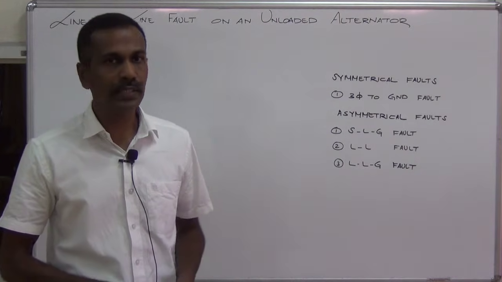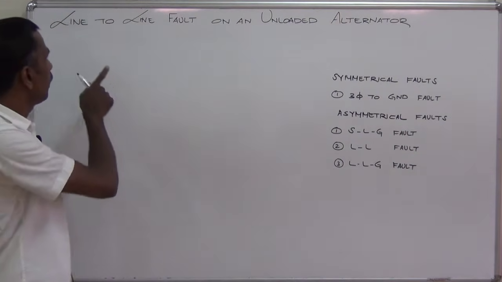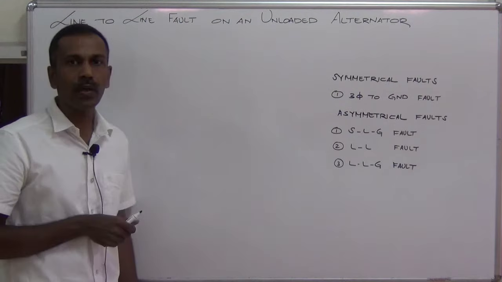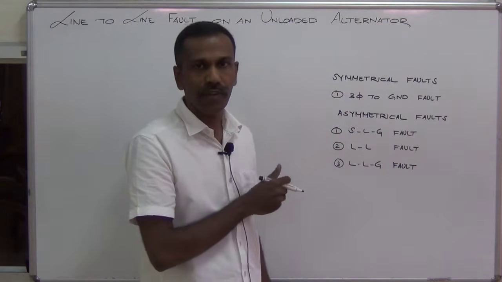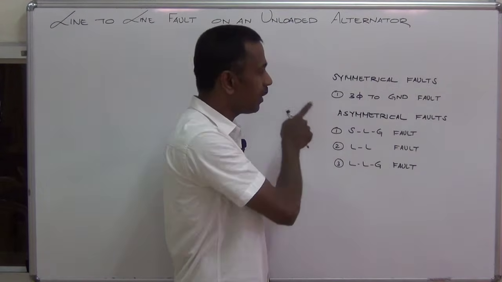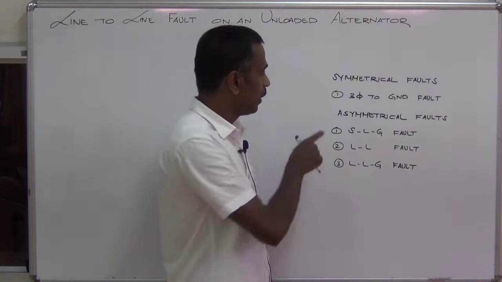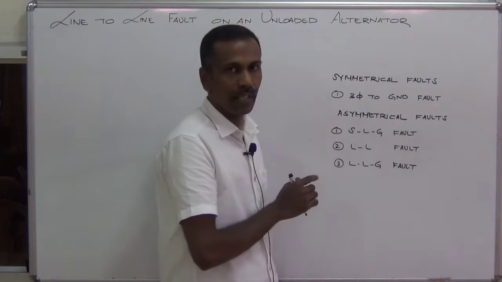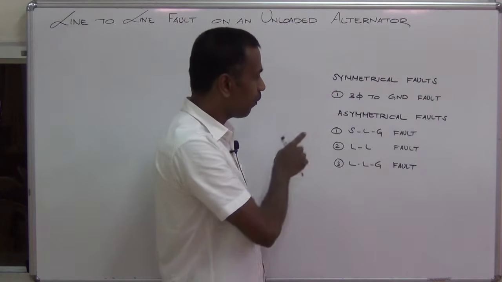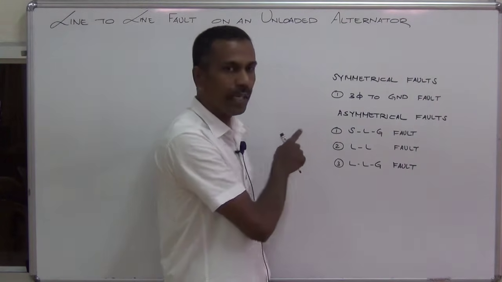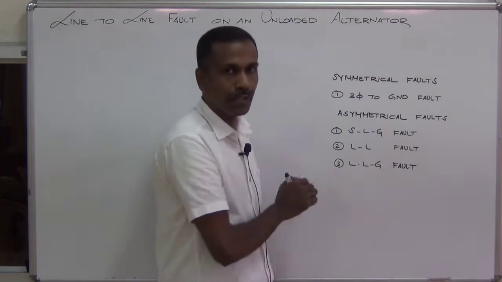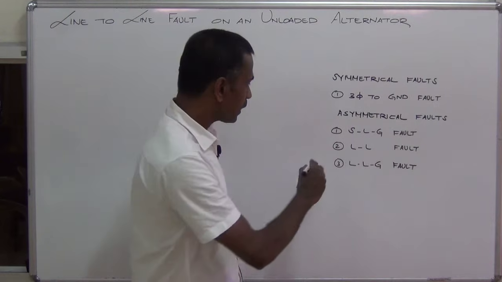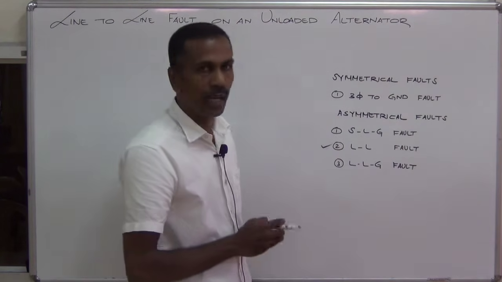Hi students, in today's class we will study the analysis of line-to-line fault on an unloaded alternator. The power system faults can be classified into symmetrical faults and asymmetrical faults. Three-phase to ground fault is a symmetrical fault. In the asymmetrical faults we will study the single line to ground fault, line-to-line fault and a double line to ground fault. In today's class we will see the analysis of line-to-line fault.